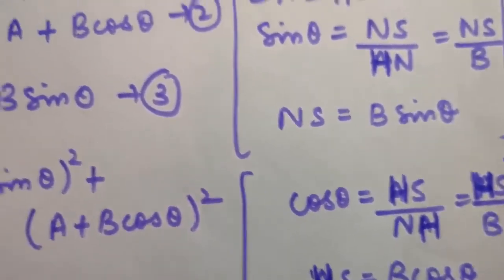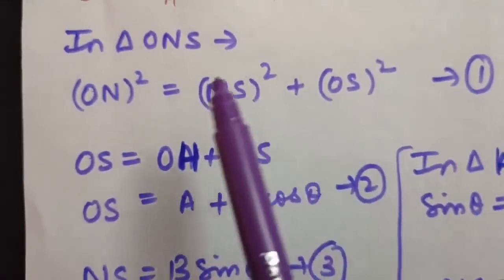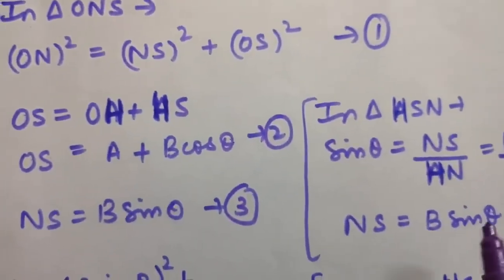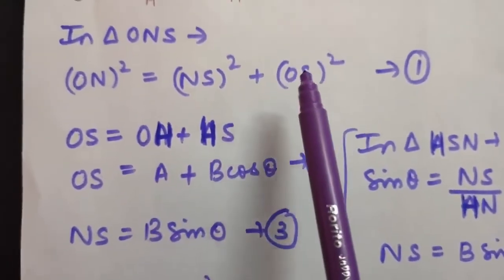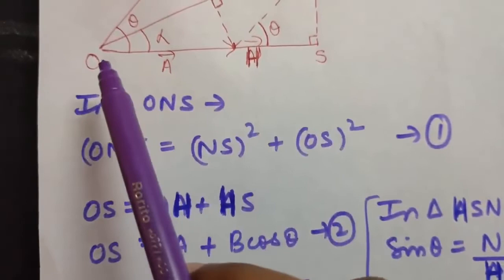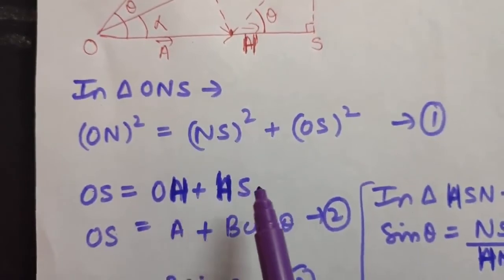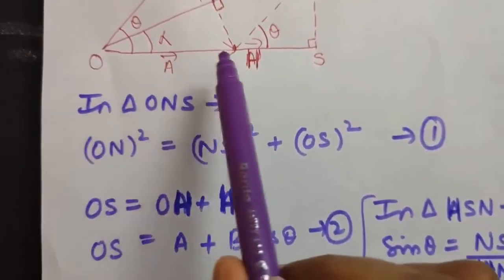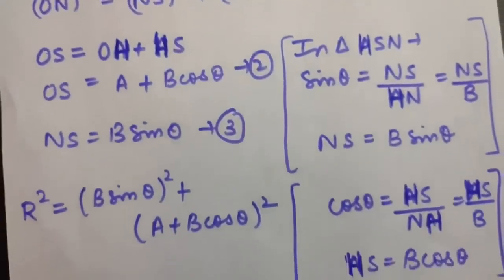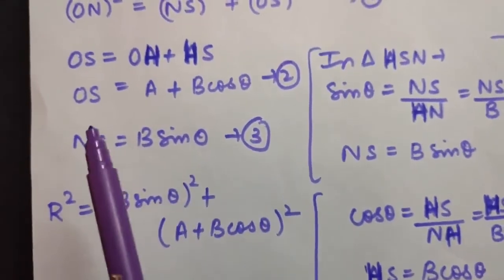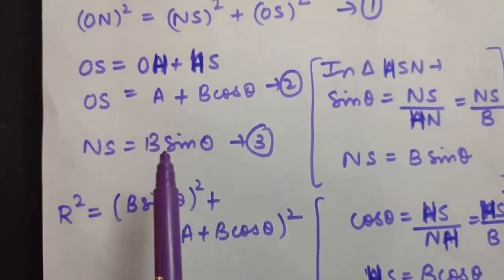Okay. Now look here. ON square is NS square plus OS square. NS we have calculated, it has come to be B sine theta. Now if you see OS in the diagram, OS is nothing but OH plus HS. If you look clearly, OH is A. This is A vector. So OH is A and HS, as we have calculated, is B cos theta. So OS is A plus B cos theta and NS is B sin theta.